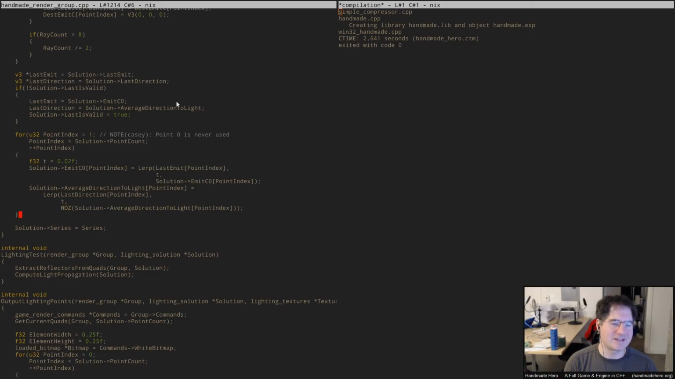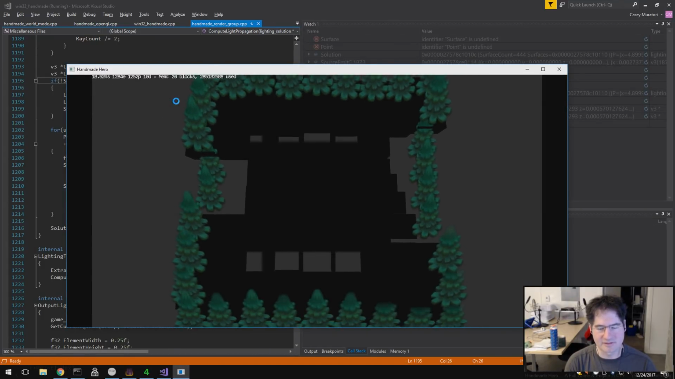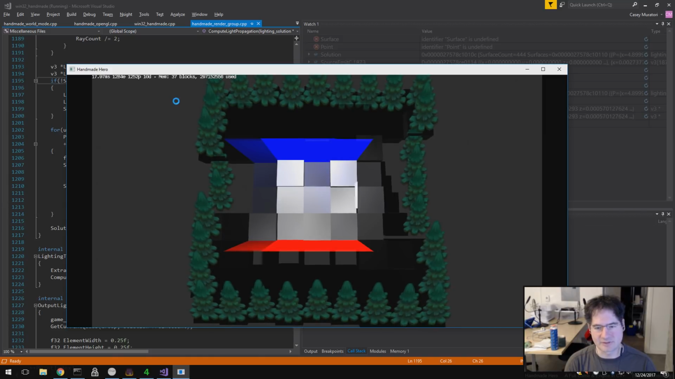Ah, but the average direction to lights version won't be normalized. So it's not quite right. Yeah, so technically you would have to do that, or rather, that would be the smarter thing to do anyway. So the emission value is probably fine, but the average direction is not. Hey, look, that fixed it.